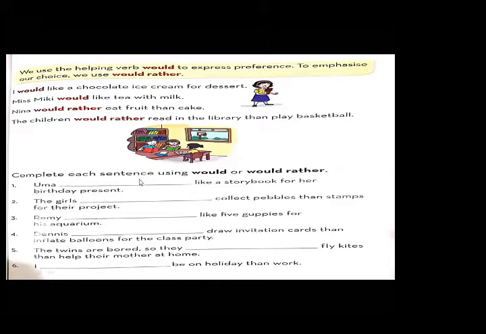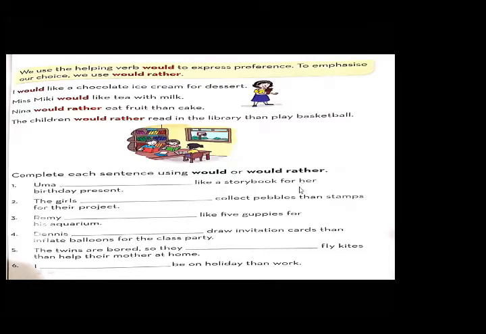Kindly hold your pencil and do example number 1 on page number 13 of the course book with me, and the rest of the 5 you will do on your own. Uma dash like a storybook for her birthday present. Here there is no comparison between a storybook and any other thing, so we use: Uma would like a storybook for her birthday present. Uma's preference is to choose a storybook.